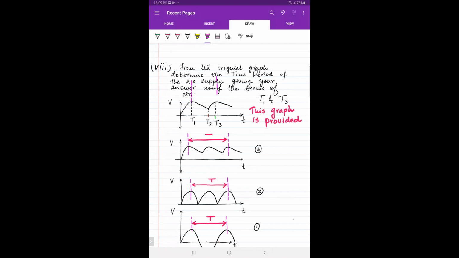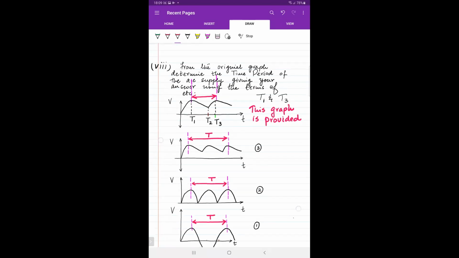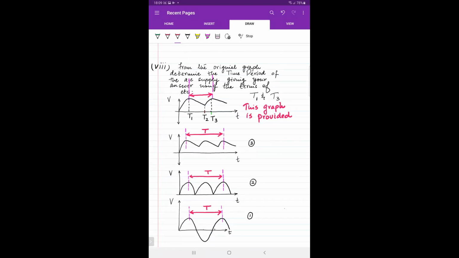If they want the answer from T1 to T3, mind you, T1 to T3 is from one peak to the next one. T1 to T3 is from one peak to the next one. And the time period was: start from one peak, skip the next one, stop at the very next one. If you are understanding what I'm trying to communicate, then on the basis of that, my time period based on the original graph should be written as follows.